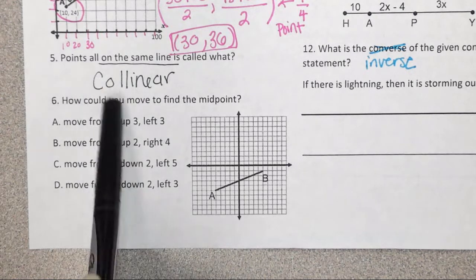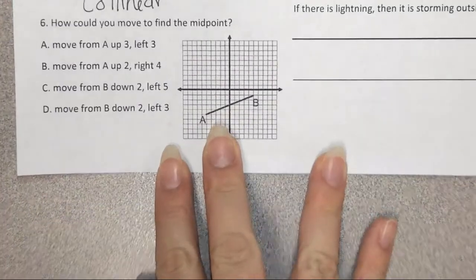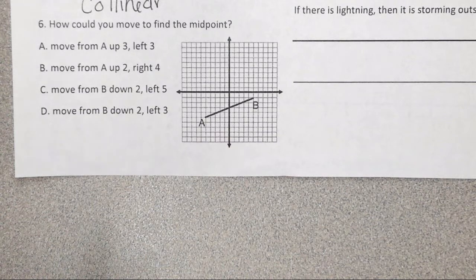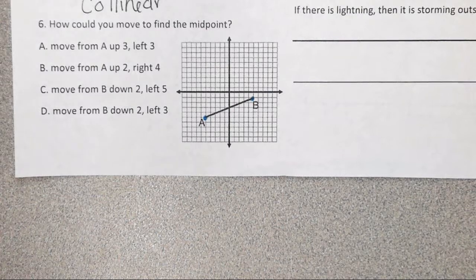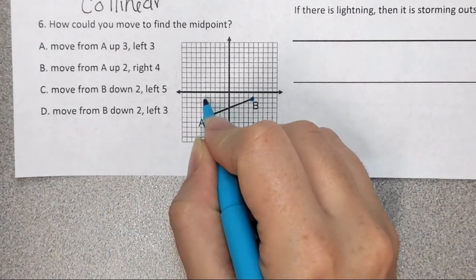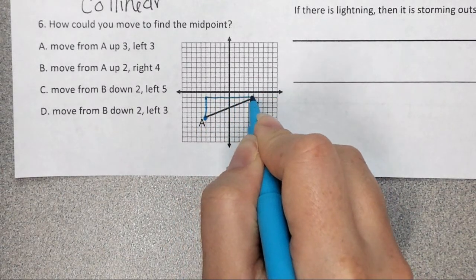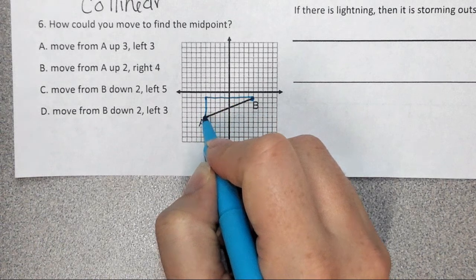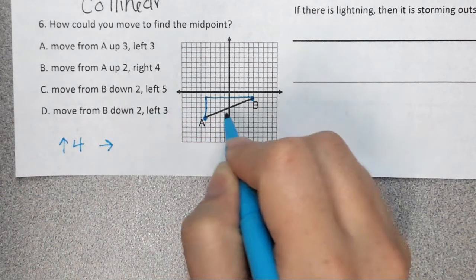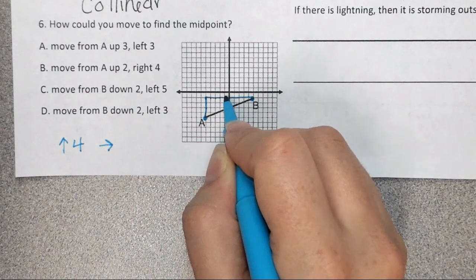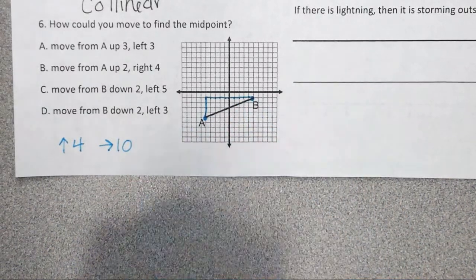Okay, number 6. It says, how could you move to find the midpoint? So here we've got this line AB. I'm going to draw my rise and my run from point A to point B. Originally we're going up 1, 2, 3, 4, and we're going to the right 1, 2, 3, 4, 5, 6, 7, 8, 9, 10.